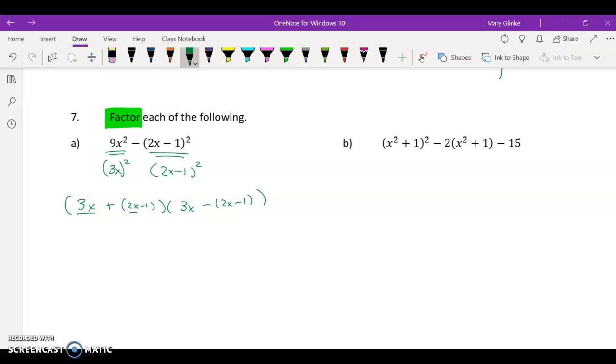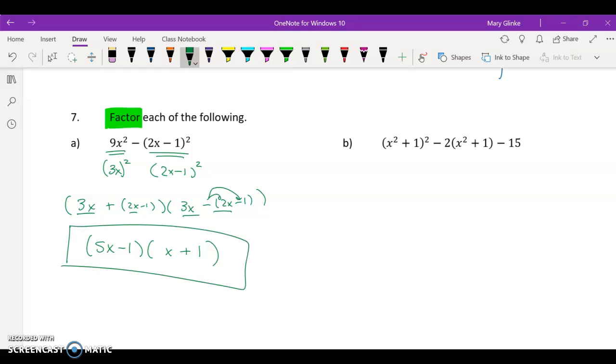So then what I can do is combine like terms. It would be 5x minus 1 and then x. Careful with this one, you want to distribute the negative sign. So x plus 1, and neither of these factor further, so this would be my answer.